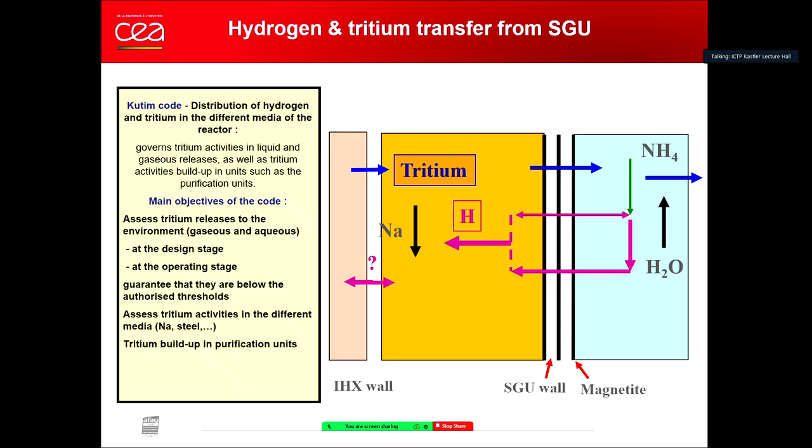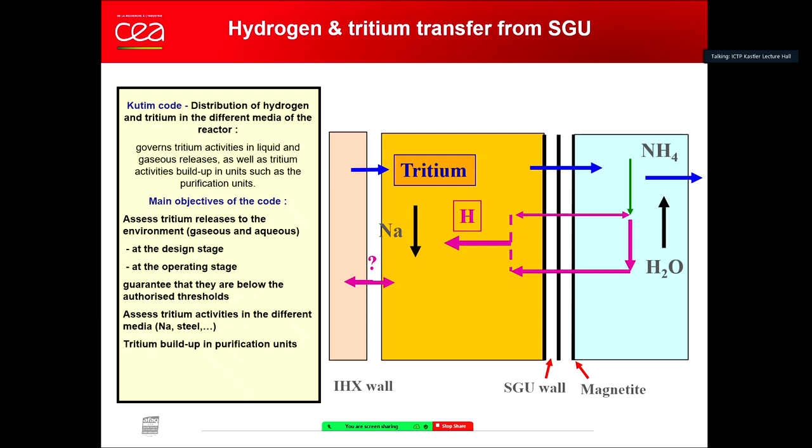In fact, we don't like too much corrosion phenomena, but in this particular case, due to the source of hydrogen coming from the steam generator, I would say, we trap also the tritium. So it's a quite interesting positive effect of the corrosion, okay?